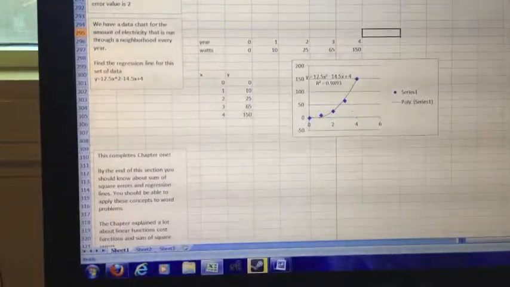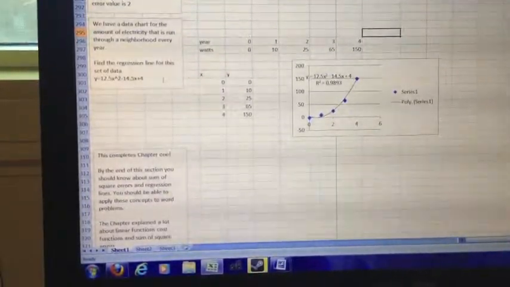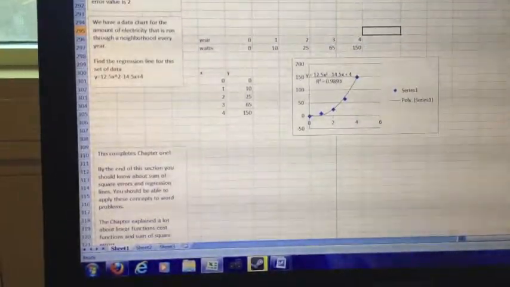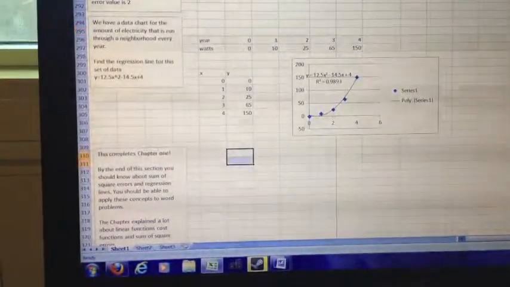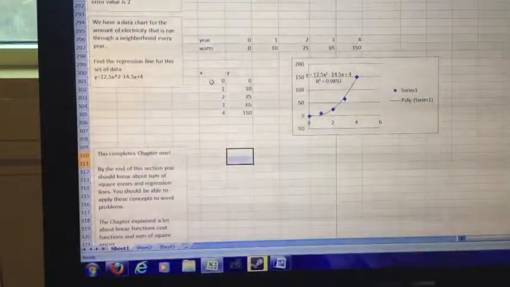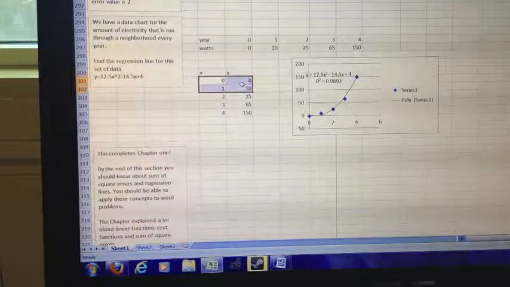So it says we need to find the regression line for this set of data. So what we're going to do is we put our x and our y values into a little chart like this, so that our x and our y values are together. And then we're going to take them and we highlight them, like I'm doing right now.